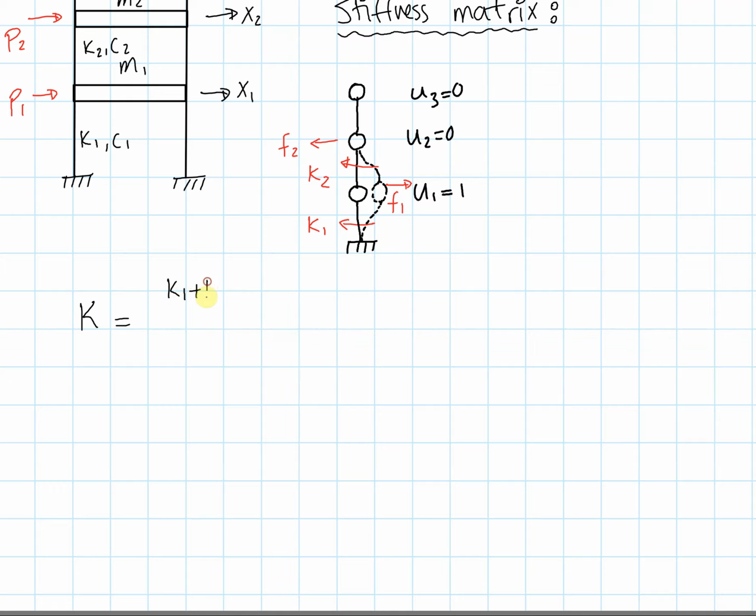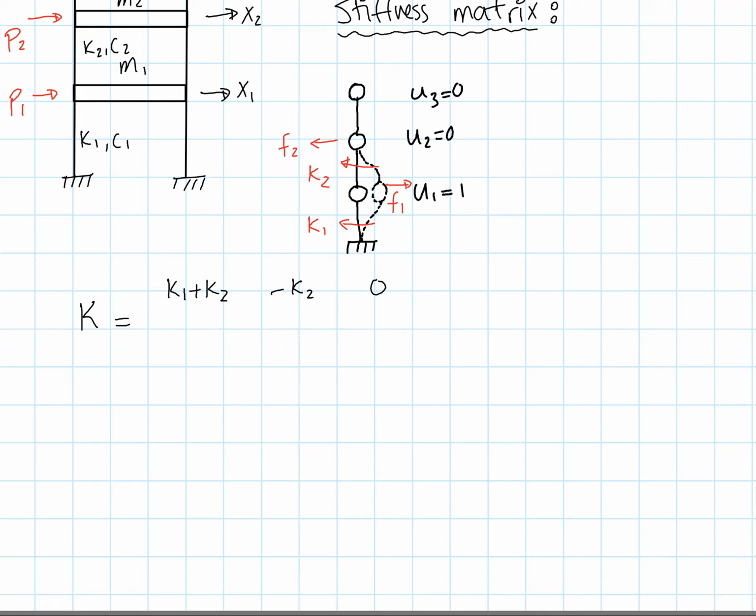K1 plus K2. So that's the force that is required to have this unity motion, and it equals K1 plus K2. Now, for the second term, I'm going to have minus K2, because this K2 and F2 are in the same direction, so when we add them together and move things across the equal sign, I get a minus K2. And the top column is not really playing a role in this mechanism that is shown here.